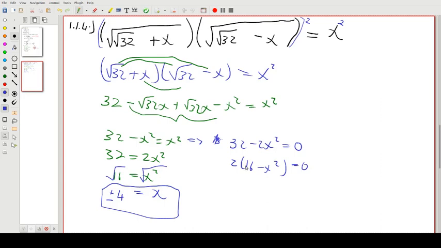Divide everything by 2, and we could have actually done that in the previous step already. So we just have this 16 minus x squared, and we can factorize that into 4 plus x, 4 minus x, and that'll give us x equals negative 4 or x equals 4. Right, so we see we get the same answer, plus or minus 4.